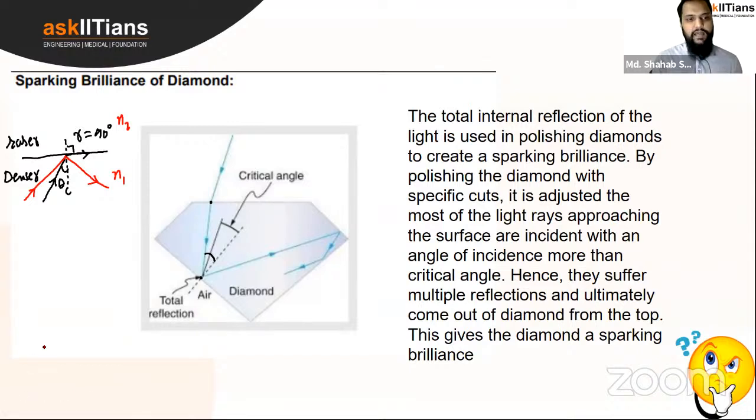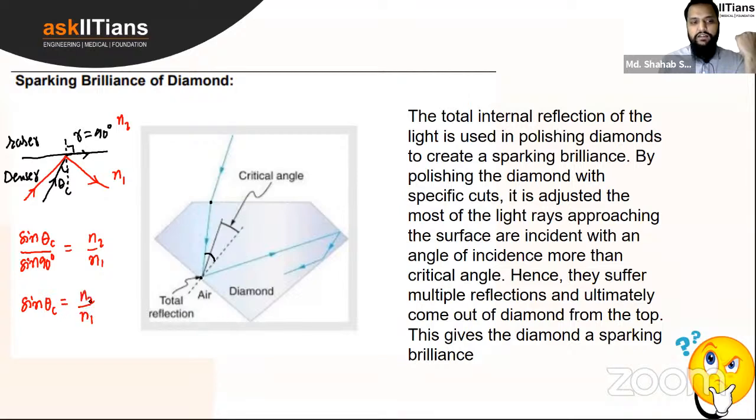यहाँ, when we apply Snell's law, क्या बोलता है? Sin i, what is i here? Theta C, right? Sin theta C divided by sin r. What is r? 90 degree. At critical angle, angle of refraction in rarer medium is 90 degree. So we will take sin r, matlab sin 90 degree, is equal to N2 by N1. Sin 90 होता है 1, तो यहां से from here you get critical angle formula: sin theta C is equal to N2 by N1. N2 is less refractive index, N1 is more. Yeah?